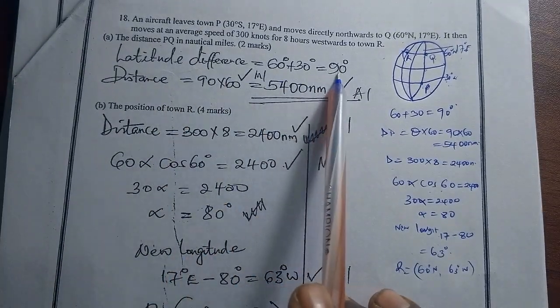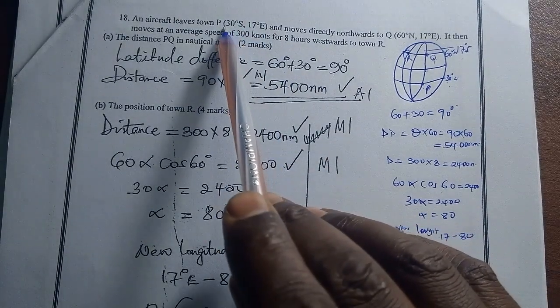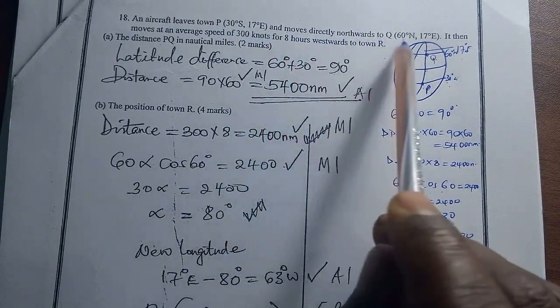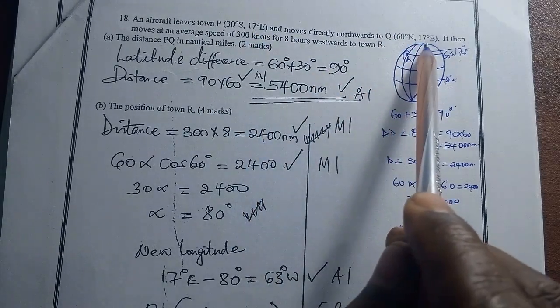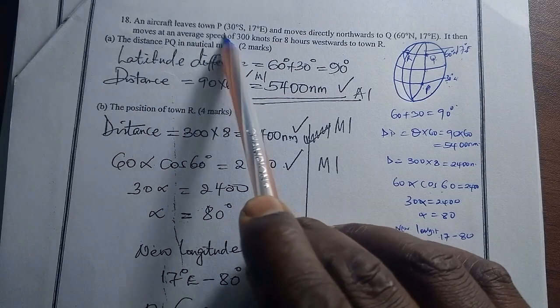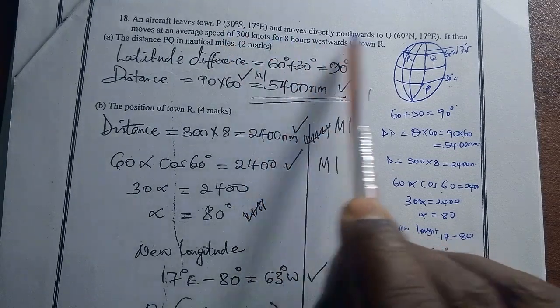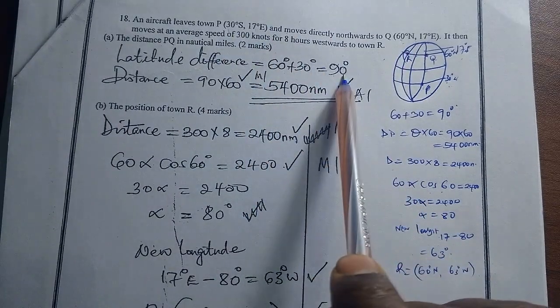The angle difference is 90 because here it is along the great circle. You can see it is 17 east, 17 east, so it is along the great circle. We move from 30 degrees south to 0 degrees and then 0 to 60. So 60 plus 30, that is 90 degrees. That is the angle difference.